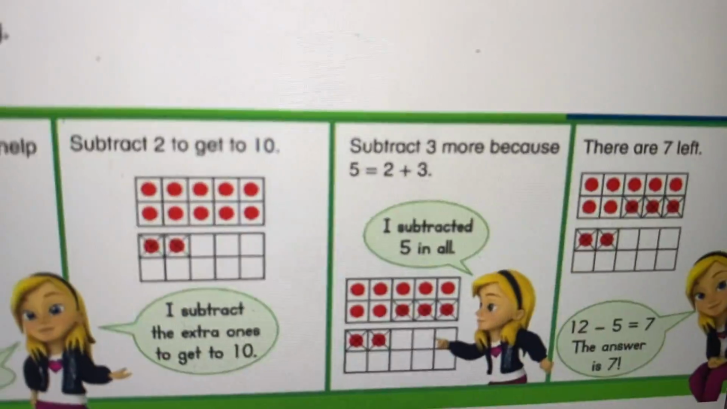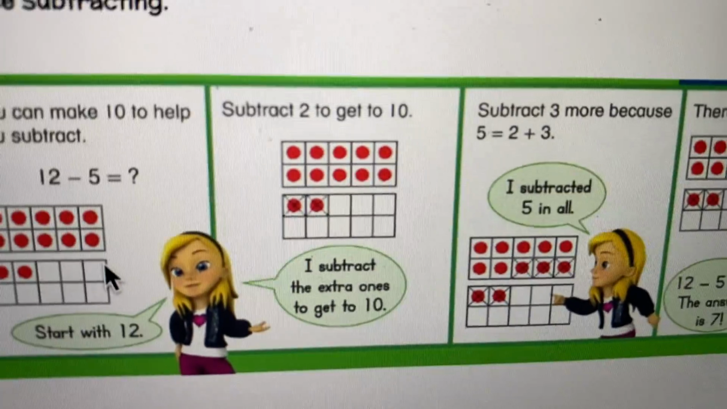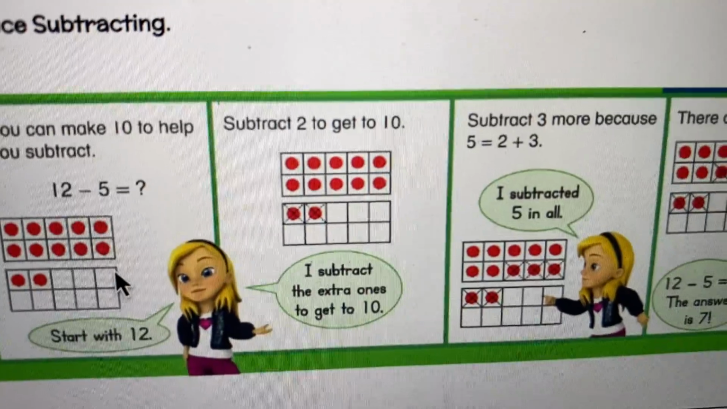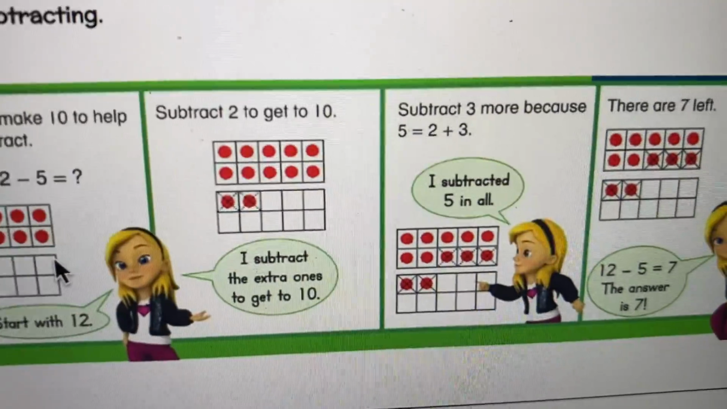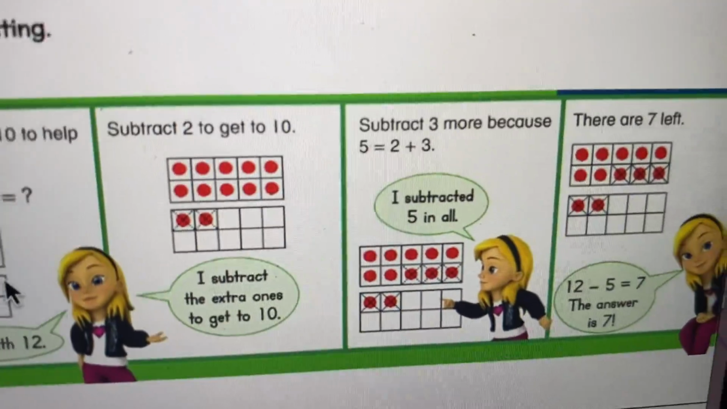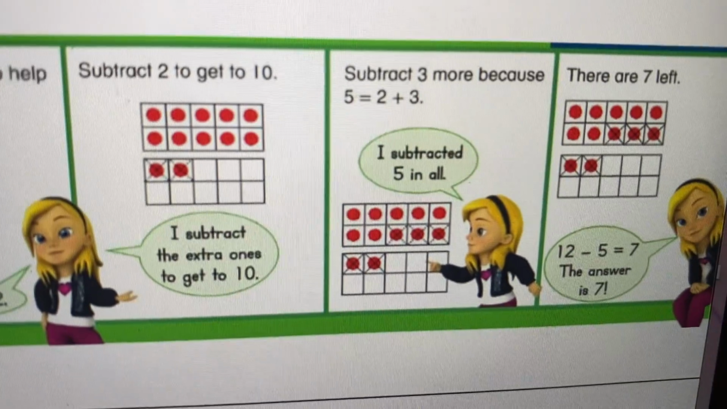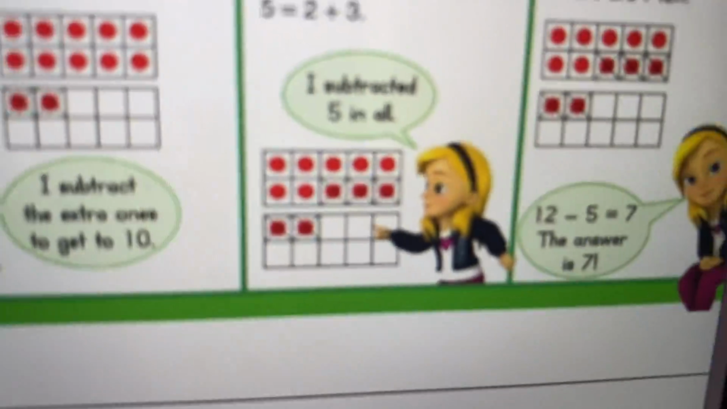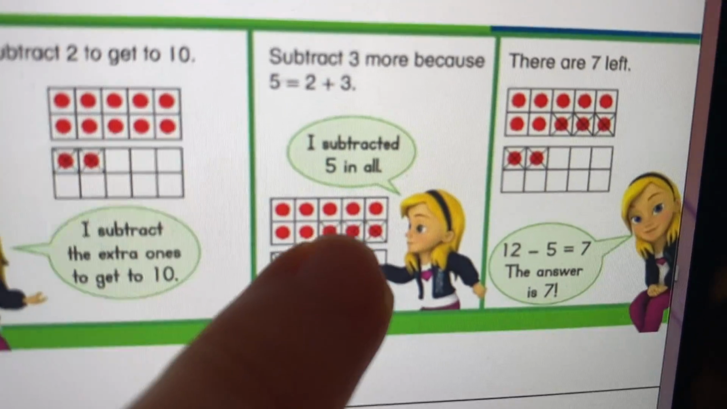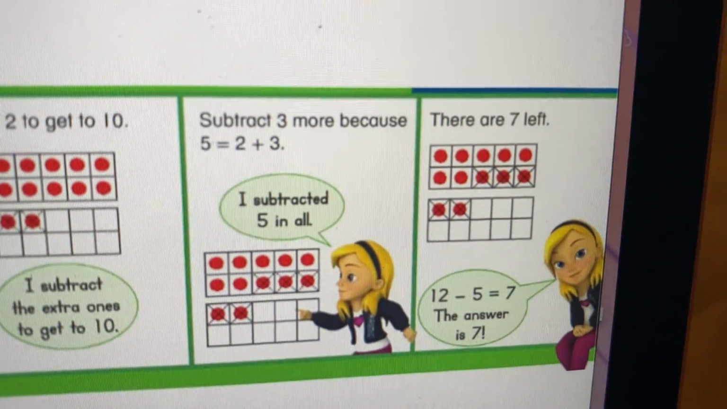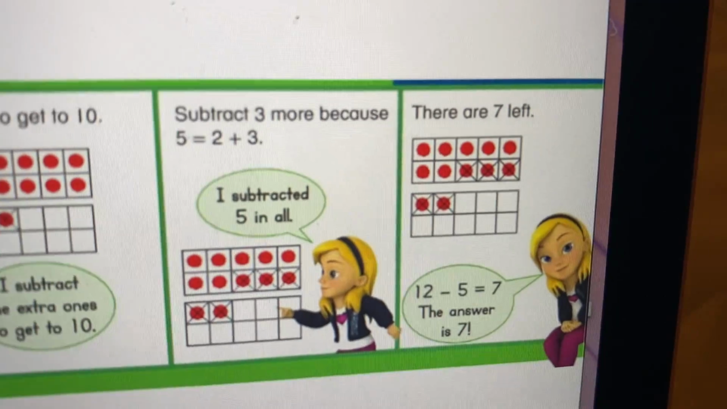And then you need to subtract 3 more because you're subtracting a total of 5. So you already subtracted 2. You have 3 left over to subtract. So you need to subtract 3 more from 10. And you subtracted 5 all together: 2 from the bottom, 3 from the top 10 frame. And there are 7 left in all. So the answer to 12 minus 5 is 7.